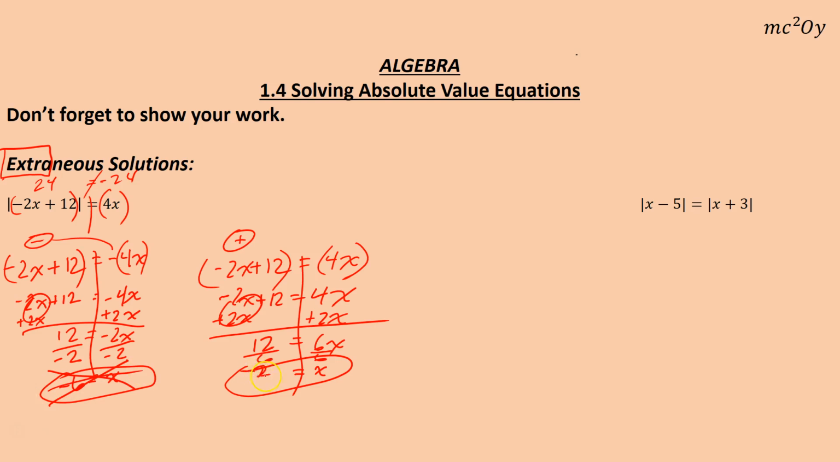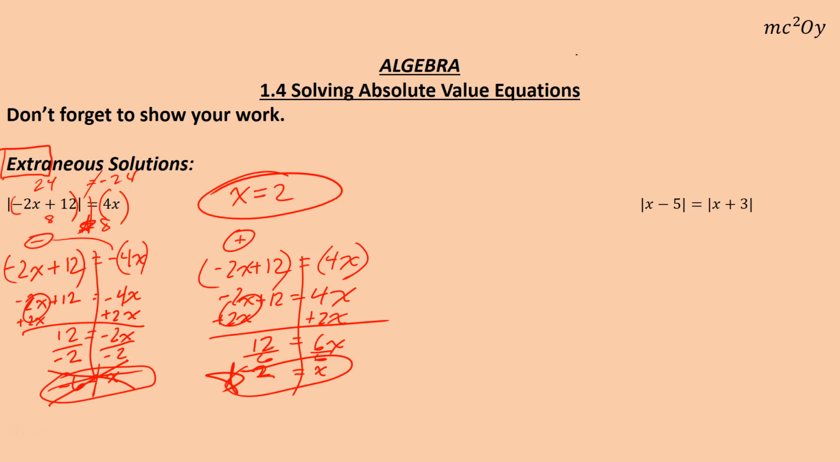We try the 2. Plug the 2 in. Negative 2 times 2 is negative 4 plus 12 is 8. Absolute value of 8 is 8, and 4 times 2 is also 8. 8 does equal 8. We're good there. This one works. This is a true solution. So this equation only has one solution, and it's x equals 2. The other one, the negative 6, was extraneous, so we don't include it.